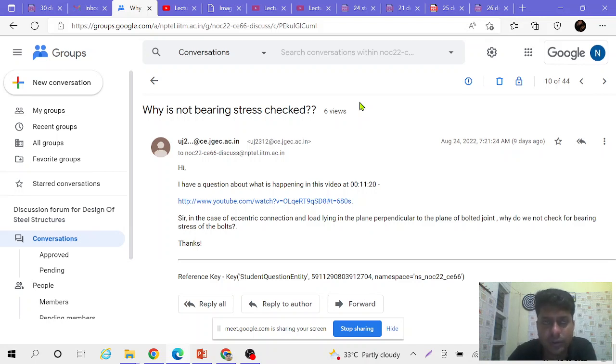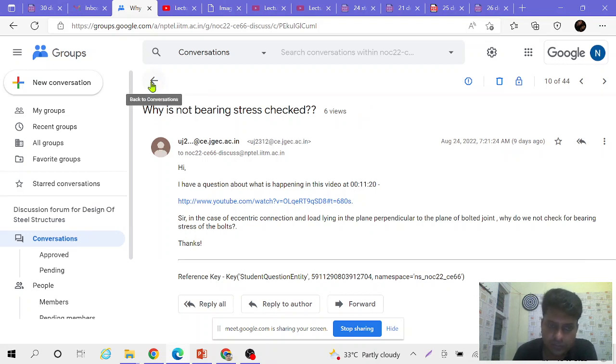Yes, the word shear has been used, not the word bearing. So why is bearing not considered, why are we not checking for the bearing? I have to think over that, or I have to discuss it with my other TA. Yes, sir, because in combined stresses also we consider shear and direct tension, so there will be some provision for this that we might be missing. So let me check.